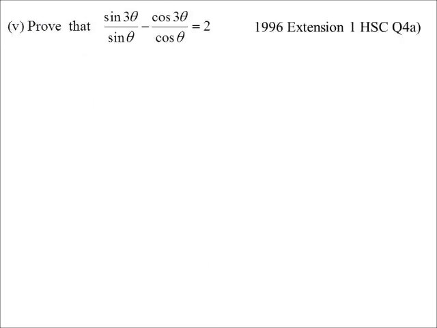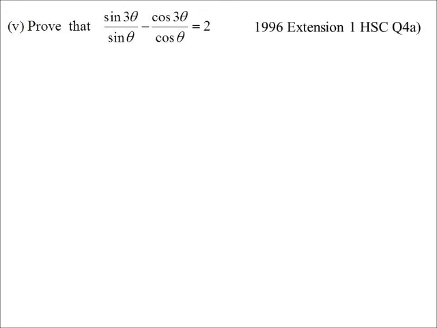Here's one from 1996. Wow, long time ago. Sine 3 theta on sine theta minus cos 3 theta on cos theta. We have to prove it's equal to 2. A lot of people wasted a lot of time on this particular question. I do remember it. Because people saw the sine 3 theta and they thought, oh, I've got to create a formula for sine 3 theta just like we got for 2 theta.